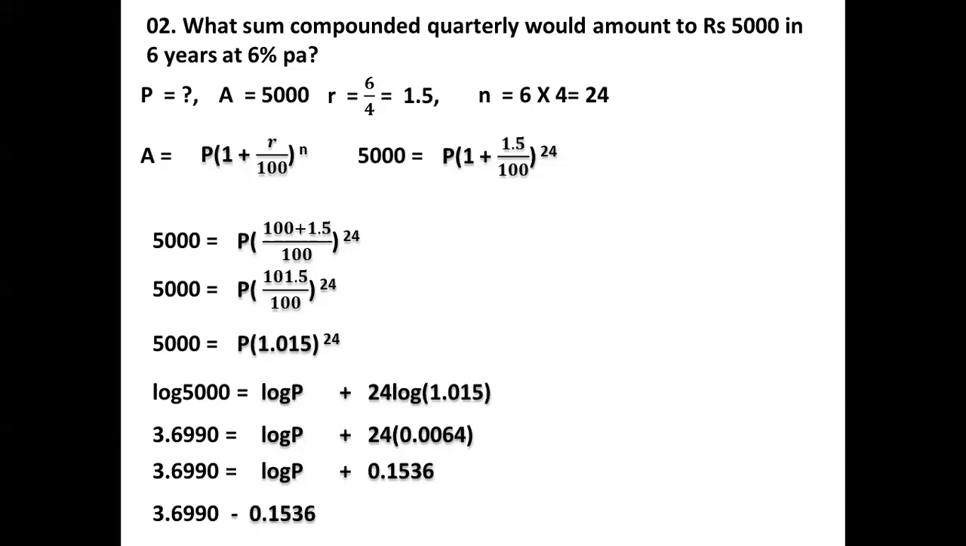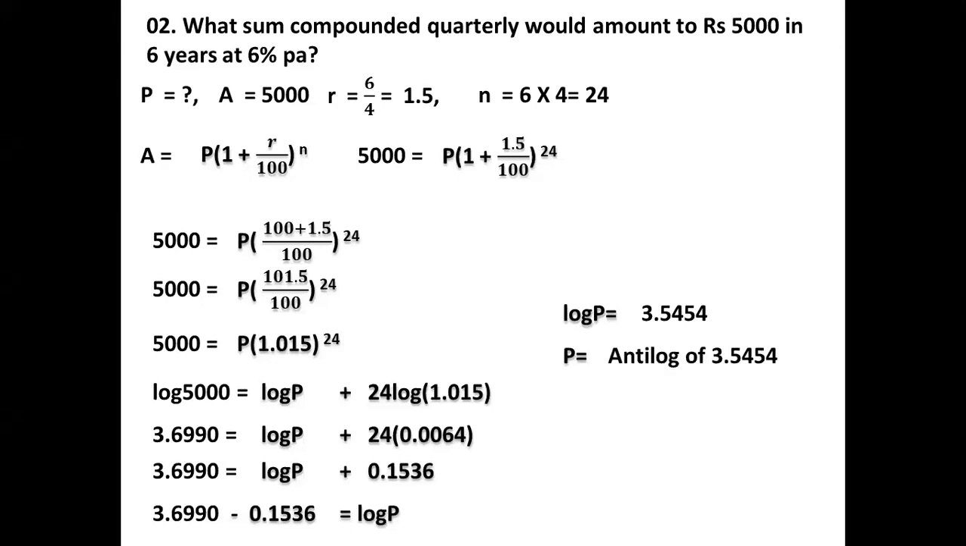3.6990 minus 0.1536 is equal to log P. So log P is equal to, when you subtract that value, the answer is 3.5454. 3.5454 is the log P.